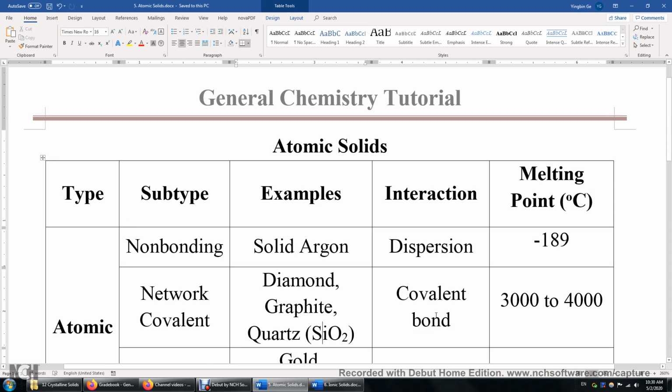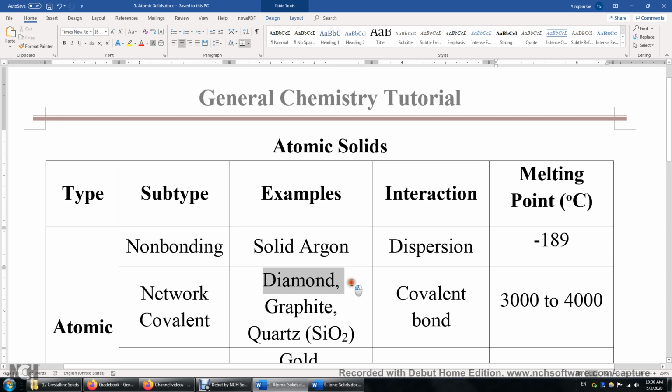Covalent bonds are pretty strong. For example, in diamond, the carbon-carbon single bond has a bond strength of greater than 400 kilojoule per mole. In graphite, the carbon-carbon bond strength is even higher than 400. And between silicon and oxygen, there are also strong covalent bonds. Therefore, these kinds of materials are really hard, and they have a very high melting point. It's very hard to break those bonds. Therefore, the melting points are typically between 3,000 and 4,000 degrees Celsius.